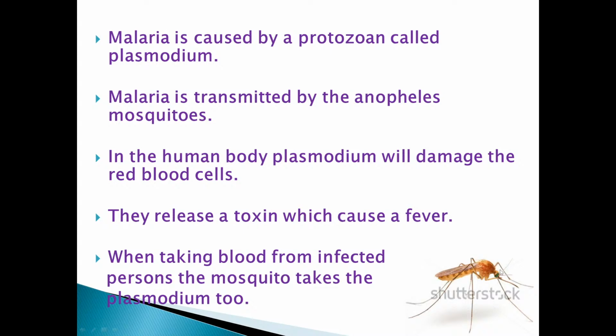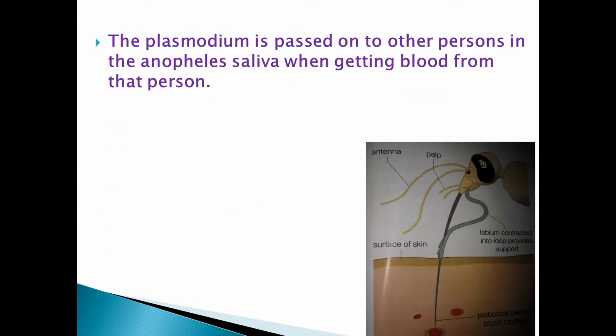Right. So as for malaria, it definitely will cause that high fever, and that is simple because the toxin that the plasmodium produces is poisonous to the human body, which definitely causes a significant increase in body temperature.